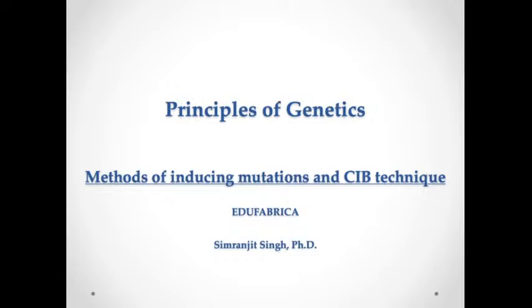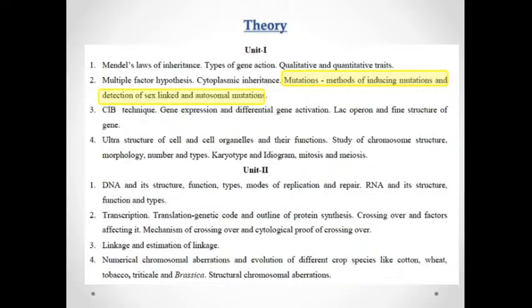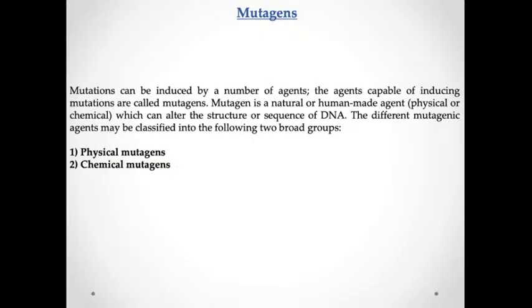Okay, students, let's start with the end part of our today's lecture, the last series, methods of inducing mutations. And this CIV technique I will deal with at the end of your lectures, that's something for another day. So mutations. We have discussed a lot about mutations, how they are done, and now it's time to discuss mutagens. They are mainly of two types: physical and chemical.